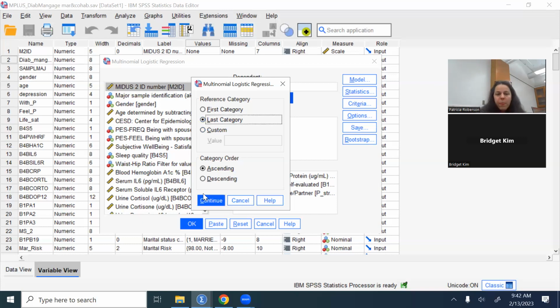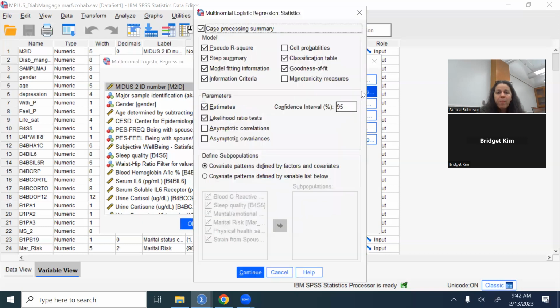I'm gonna go to statistics, and I think it automatically comes with all of these here. But nevertheless, you can click all of them if you want. I don't think we need cell probabilities because we get what we want with the classification table. So these are all that you really need to do: the estimates, likelihood ratio test. We don't really need the correlations.